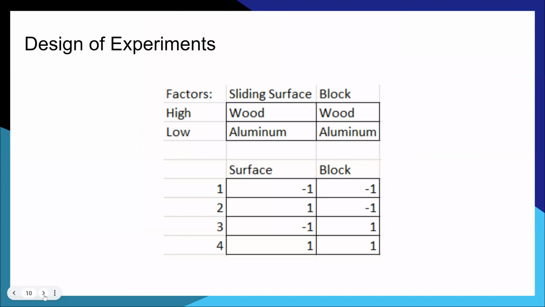For the design of experiments, as we had two different materials and two different mounting equipment that we could change, we had a two-factor, two-level experiment to do here. The factors being a sliding surface and a block, with the high factor being wood and the low factor being aluminum.